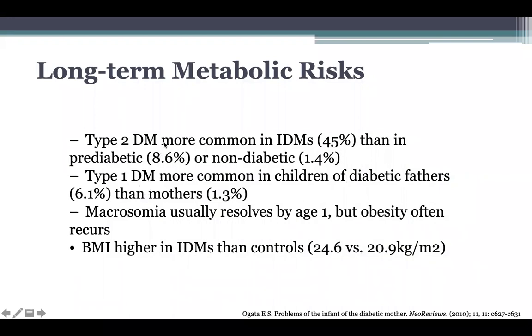Type 1 diabetes is more common. Type 2 diabetes can also occur. And usually BMIs are higher in infants of diabetic mothers than in controls. But usually macrosomia comes down.